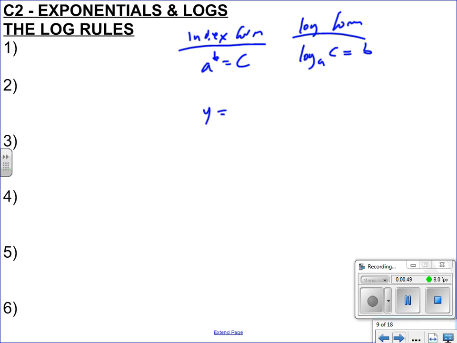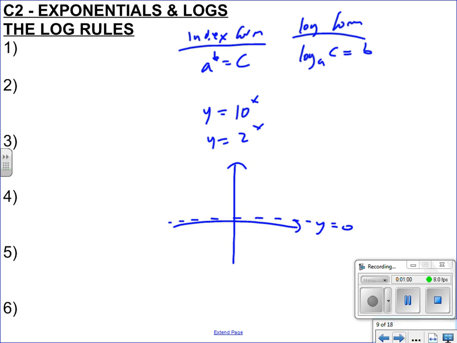So when I say index form, I mean an exponential graph. So y equals 10 to the x, or y equals 2 to the x, or y equals 3 to the x, yeah? And they all had an asymptote at y equals 0. If I whack in x is 0, I always get 1, don't I? And there we go. There's my y equals 2 to the x graph, say.